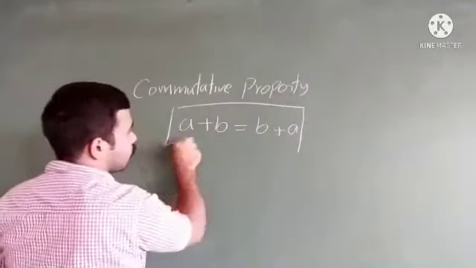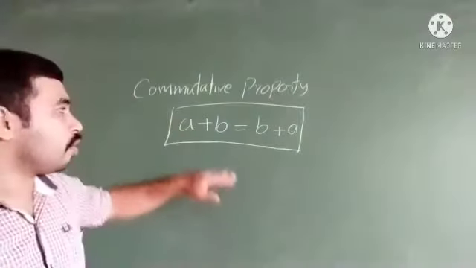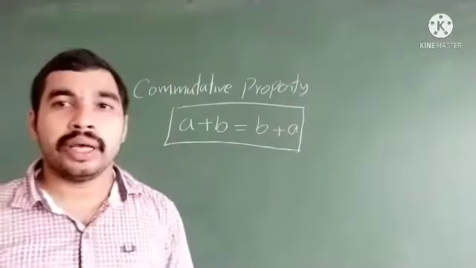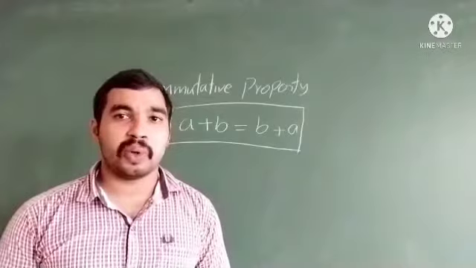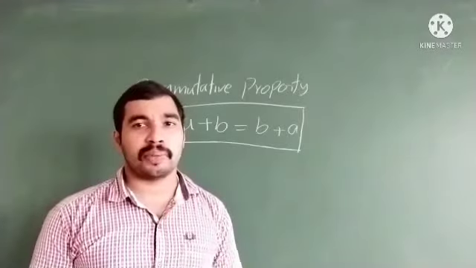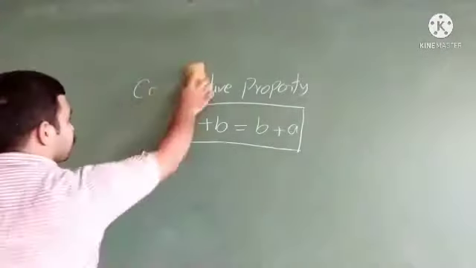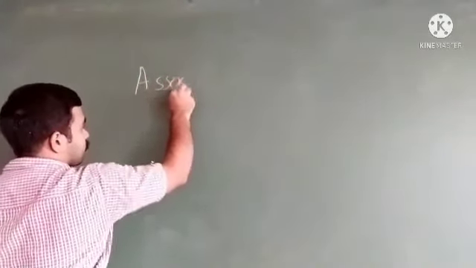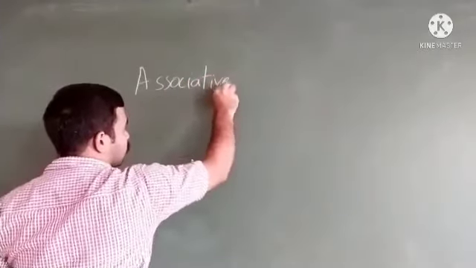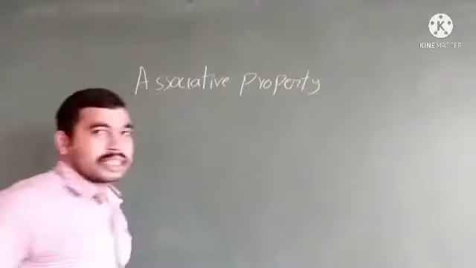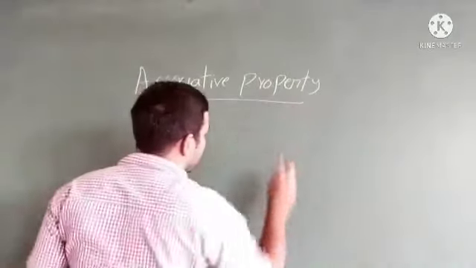Commutative property of the integer. In last class, I explained what is the commutative property of an integer. Now, today, we are going to discuss what is an associative property of an integer. Let us see what is the associative property of an integer.